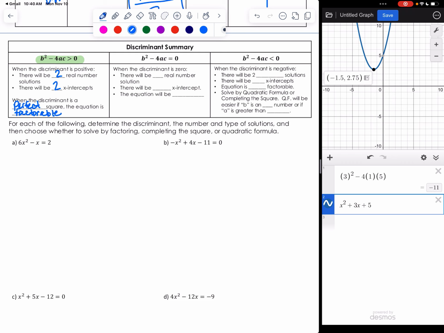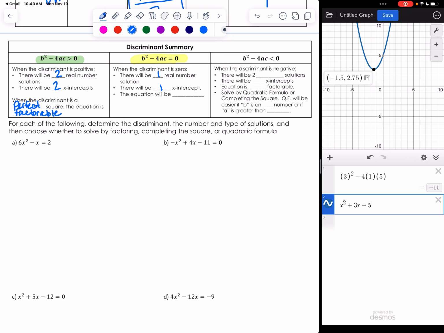Now, if you don't like factoring, that's okay. Use the quadratic formula. But it is nice to know if something's factorable, because sometimes it's a lot faster than using the quadratic formula or completing the square. All right? Now, if your discriminant is equal to 0, what that means is there's only going to be 1 real number solution and 1 x-intercept.